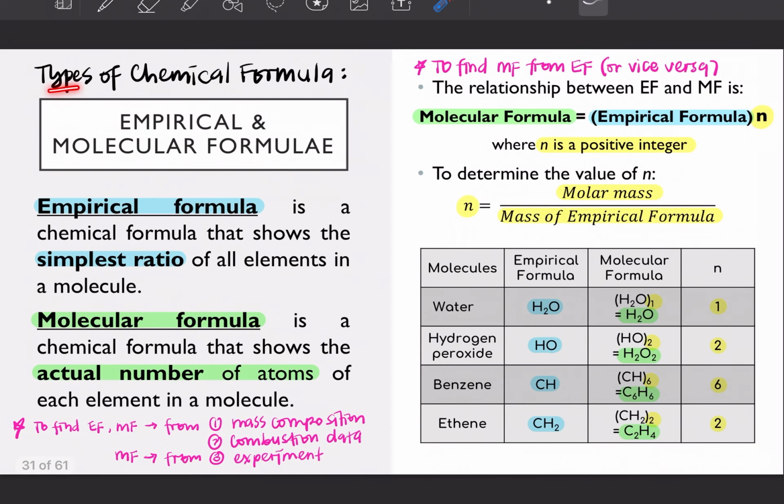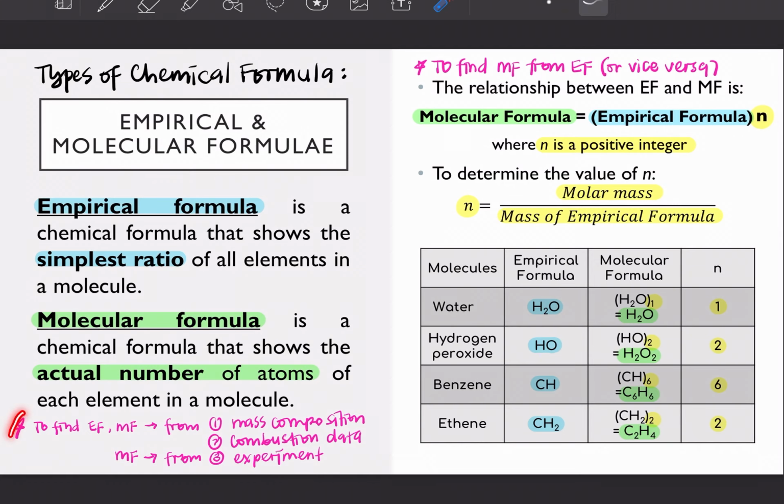There are 2 types of chemical formula that we learn today. Firstly, empirical formula, which is a chemical formula that shows the simplest ratio of all elements in a molecule. Simplest ratio means you divide with a number and show the smallest numbers. Molecular formula is the chemical formula that shows the actual number of atoms. So empirical formula does not show the actual number of atoms, but molecular formula will show the actual number of atoms.